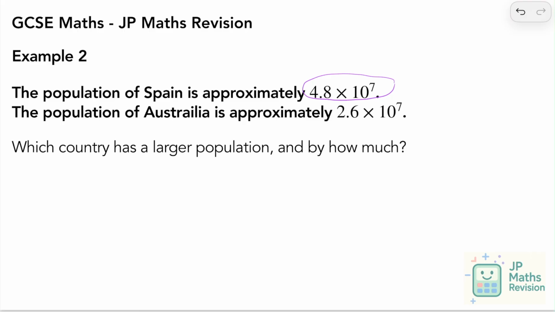So what we're going to do is subtract them. So we're going to do 4.8 times 10 to the 7, take away 2.6 times 10 to the 7. And because the power of 10 is already the same in both of them, we don't need to do anything here. So we have 4.8 take away 2.6, so that's 2.2. And then the power of 10 stays the same. So it's 2.2 times 10 to the 7. That's how many more people Spain has in comparison to Australia.